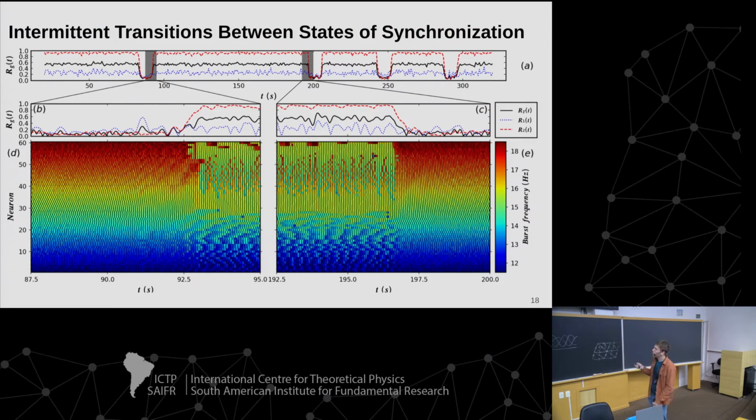It's easier to see here. So there's a lot of information. First is the Kuramoto order parameter for each group. Red is the group that intermittently changes states. Black is for the entire network, and blue is for the first group that doesn't transit, so it's not interesting.